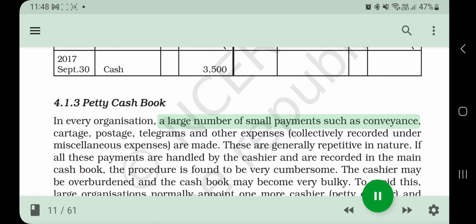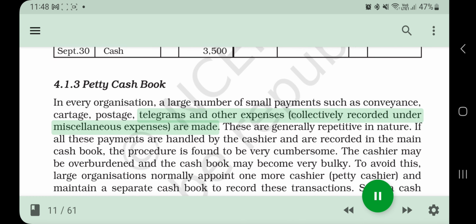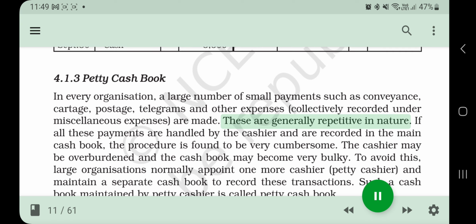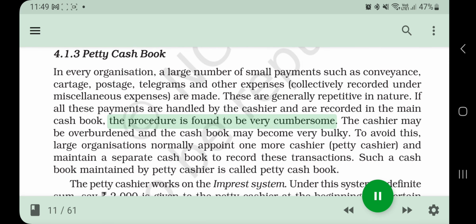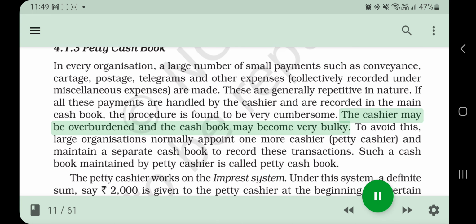4.1.3 Petty cash book. In every organization, a large number of small payments such as conveyance, cartage, postage, telegrams and other expenses, collectively recorded under miscellaneous expenses, are made. These are generally repetitive in nature. If all these payments are handled by the cashier and are recorded in the main cash book, the procedure is found to be very cumbersome. The cashier may be overburdened and the cash book may become very bulky.